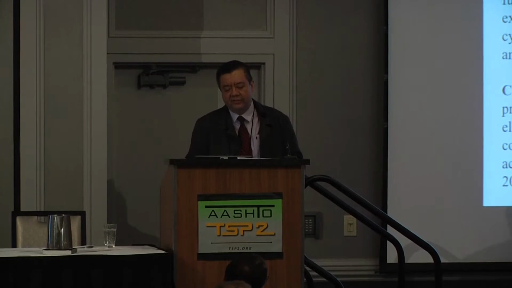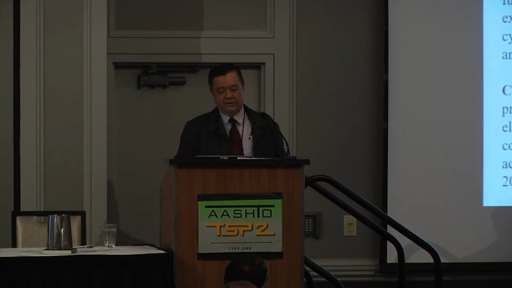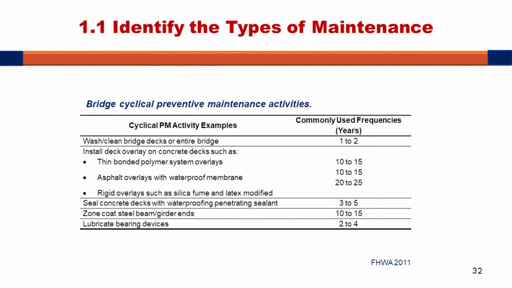We picked up this one from the Federal Highway Administration. So we have definitions of the types of maintenance, including cyclical preventive maintenance, which is about the interval at which you act on an existing bridge, whether on one element, the whole bridge, or just one component. So we have those definitions there.